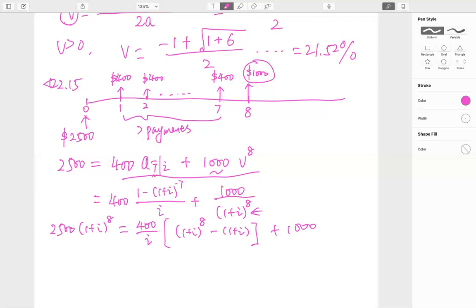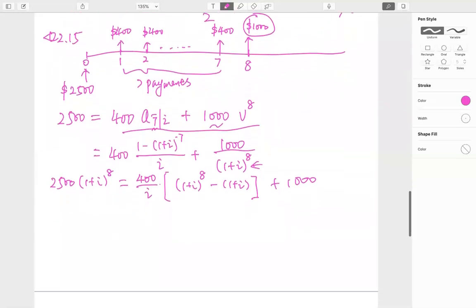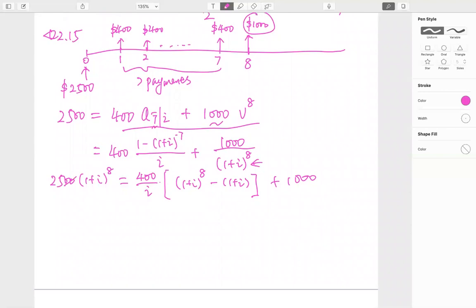Of course, you can divide by 100 on both sides to simplify. So let's do that, crossing out 2 zeros. We have 25 minus 4 divided by i, times (1 plus i) to the 8th, plus 4 times (1 plus i) divided by i, equals 10. Obviously we wouldn't be able to solve this equation directly.